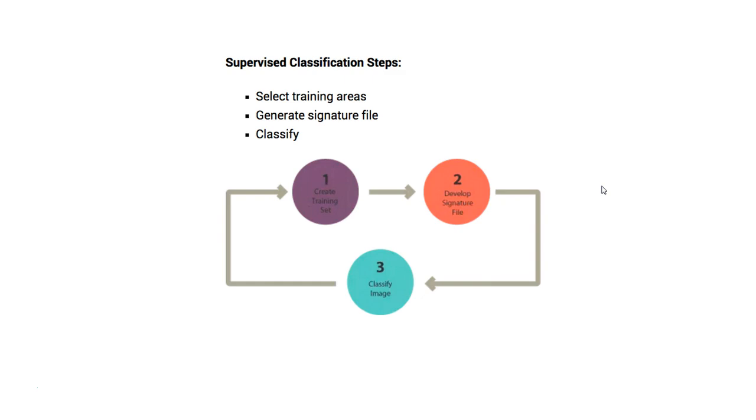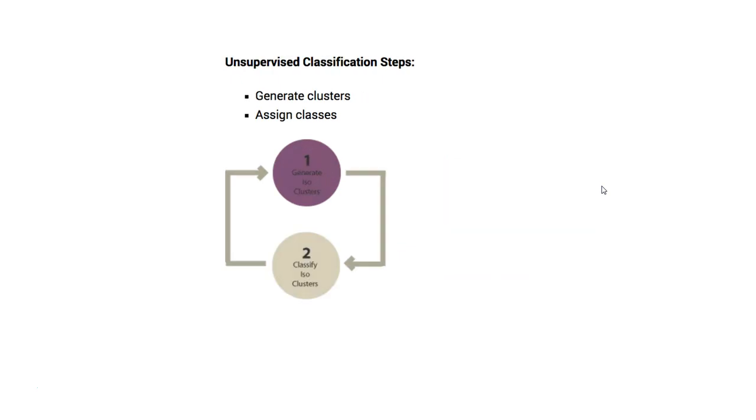And there are two ways that we do this. We supervise ourselves, so we're the ones in charge, and we create what's called a training set or a training session, and then we classify the image. Or we can let the computer do it. When we let the computer do it, it's going to use a clustering algorithm to find clusters in the image and then assign a class to each.